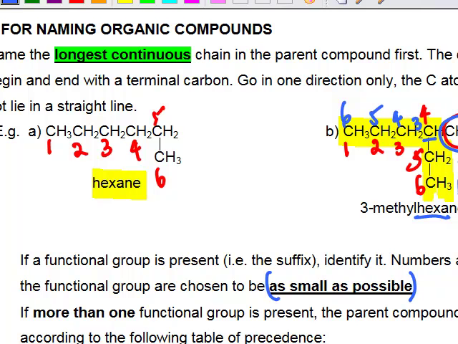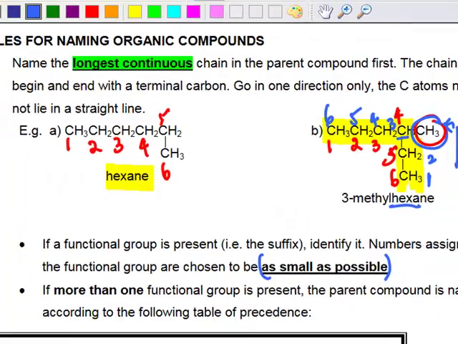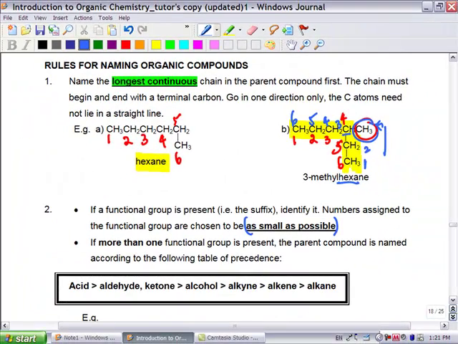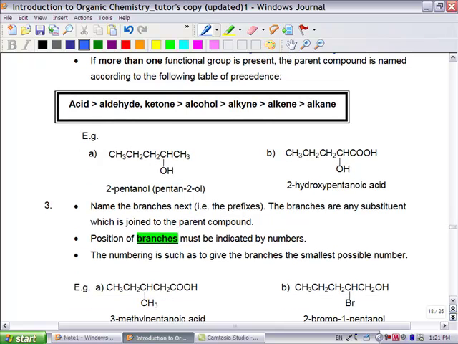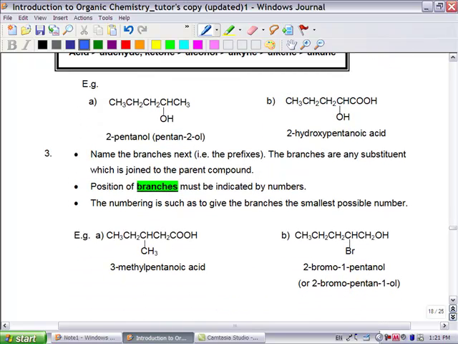Let us move on. If more than one functional group is present, the parent compound is named according to the following table of preference or precedence. First, you name the acid, followed by the aldehyde and ketone, followed by the alcohol, the alkynes, the alkenes, and then the alkane. Let us look at some examples. Example number 2. Now we have a pentanol.